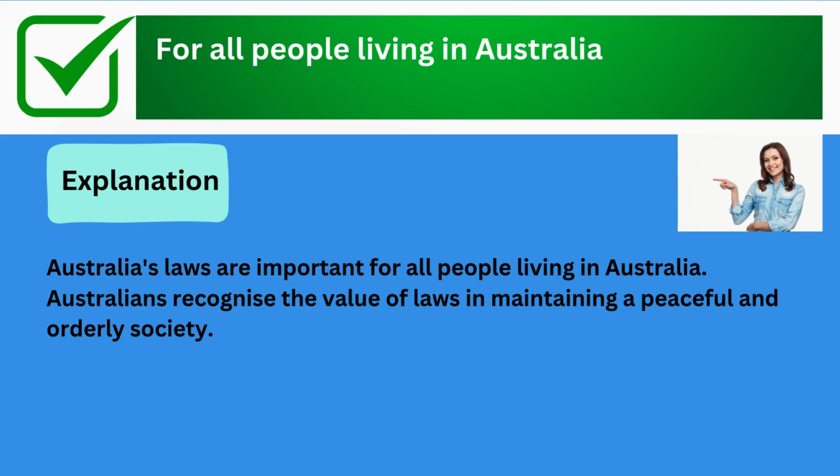The correct answer is for all people living in Australia. Explanation: Australia's laws are important for all people living in Australia. Australians recognize the value of laws in maintaining a peaceful and orderly society.